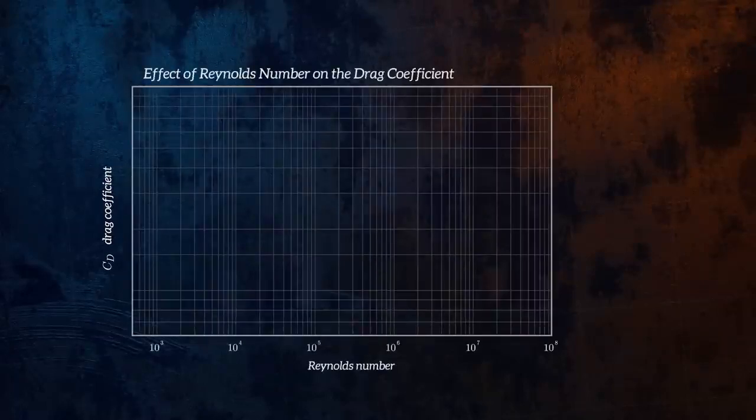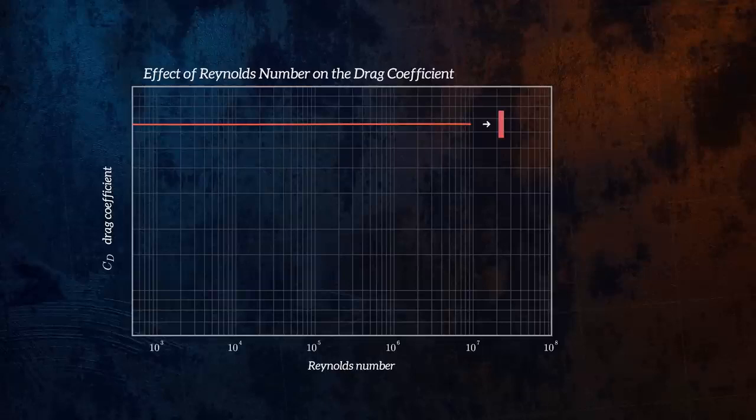Let's look at how it varies for a few different two-dimensional shapes. For a flat plate oriented at 90 degrees to the flow, the drag coefficient doesn't vary significantly with Reynolds number, because flow separation will always occur at the edge of the plate, and so, although it is a blunt body, it isn't affected by whether flow is laminar or turbulent.